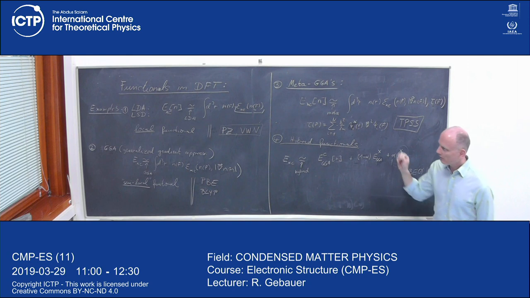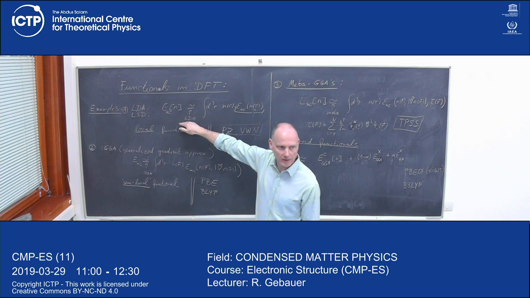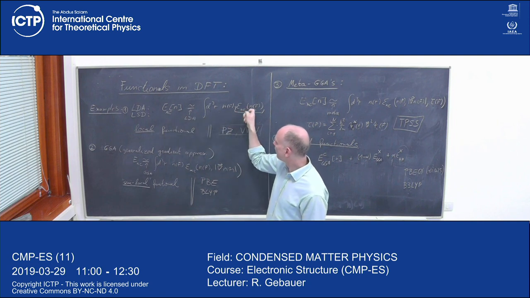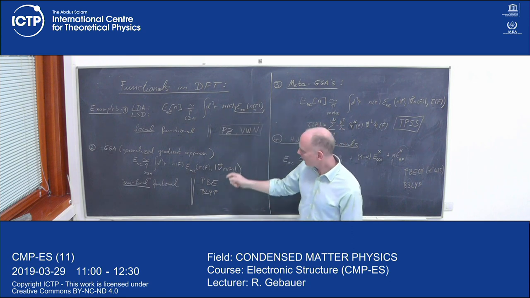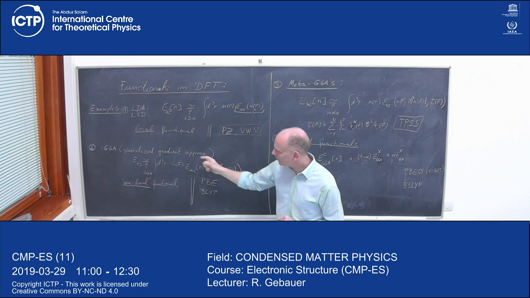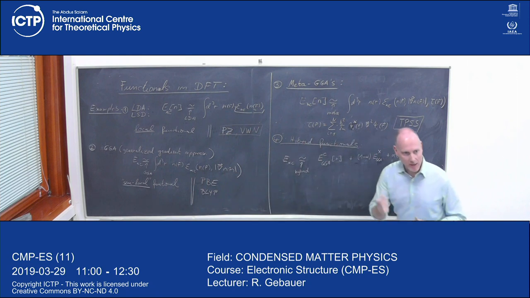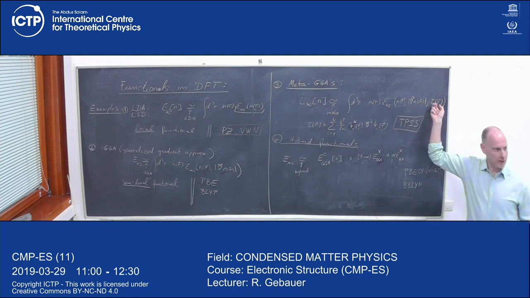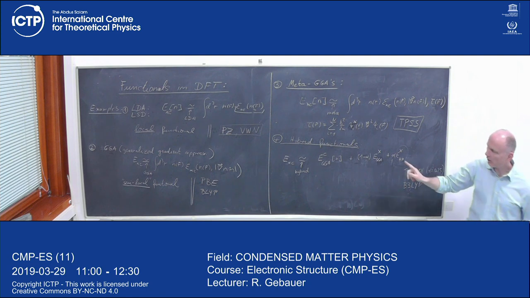So you can see now the kind of hierarchy we have, written in the following way. If you are an LDA or LSD, you only use local information about the density. If you go one step further, you are in a semi-local world, and you also use the gradient of the density. You can go one step further and also use the local kinetic energy density to write down the functional. And this gets better. Or you can go to step four and also use the occupied Kohn-Sham orbitals explicitly to write this term here.